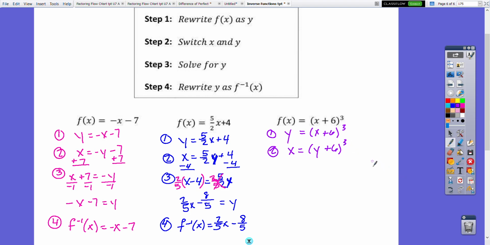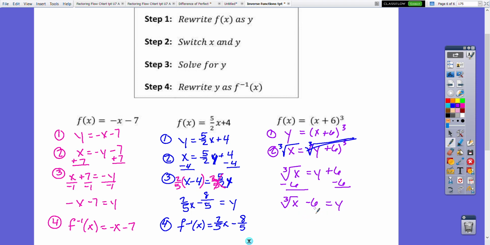Now we need to solve for y. Well, looking at this, when I'm solving for y, I have to get rid of this cubed. How do I undo cubing? That's right, with a cube root. So a cube and a cube root undo each other. What I do to the right side, I need to do to the left side. So now I have the cube root of x equals y plus 6. Well, I've got to get rid of that 6, so let's subtract 6 from both sides. So now I have the cube root of x minus 6 equals y.